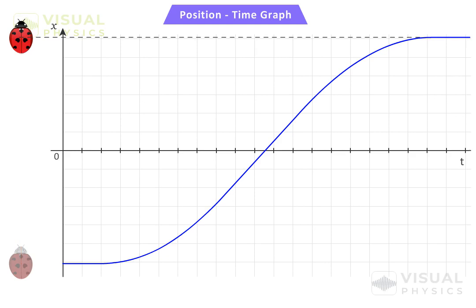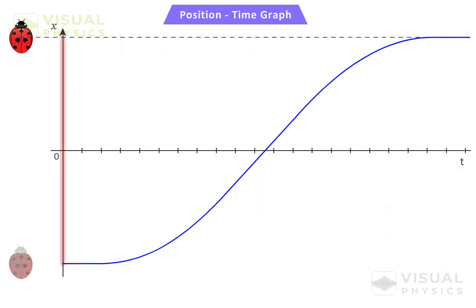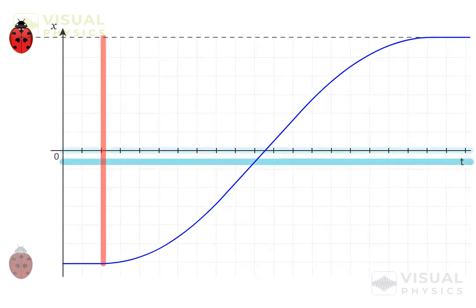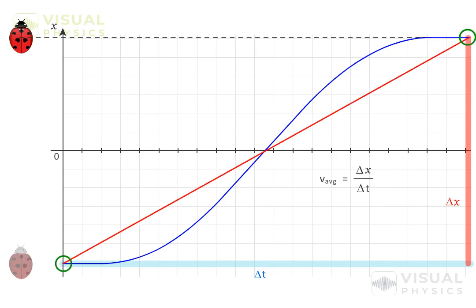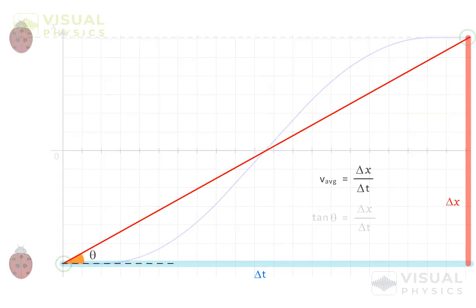motion. First of all, from this graph, we can say that for the complete motion of the object, the net displacement is equal to this, and the total time of motion is equal to this. So we can say that the average velocity of the motion will be equal to delta x by delta t. Note that if we join the initial and final points of motion, then we can say that the slope of this line, that is, tan theta, is equal to delta x by delta t, which is equal to the average velocity.